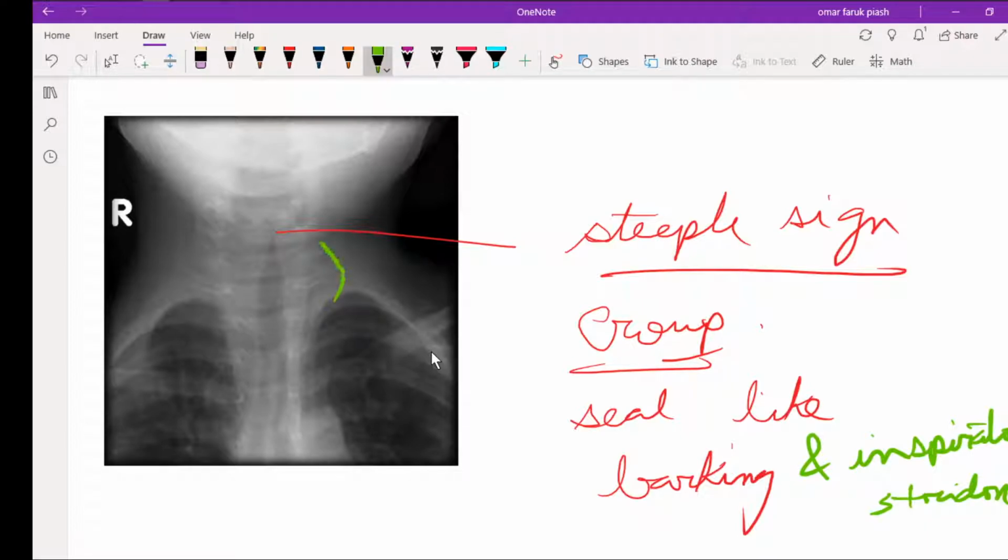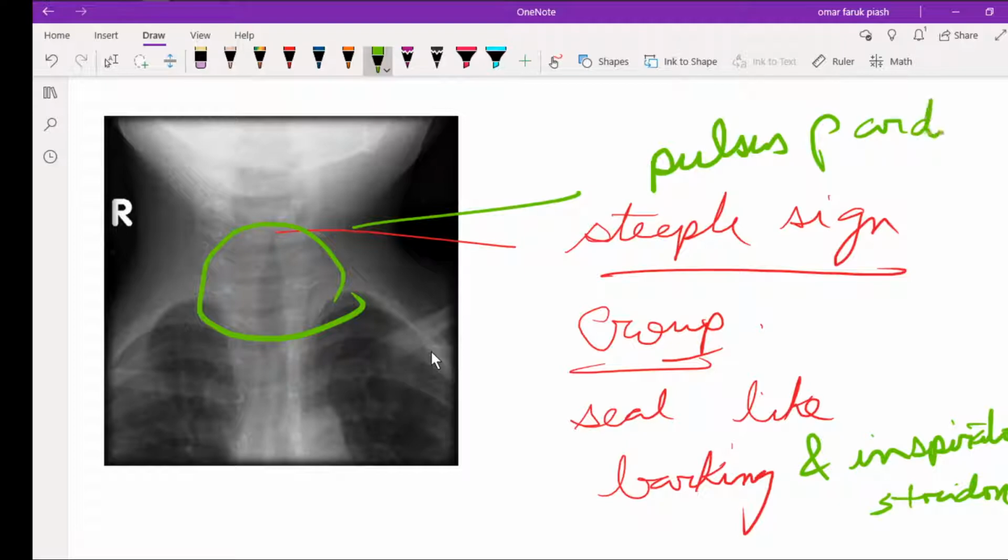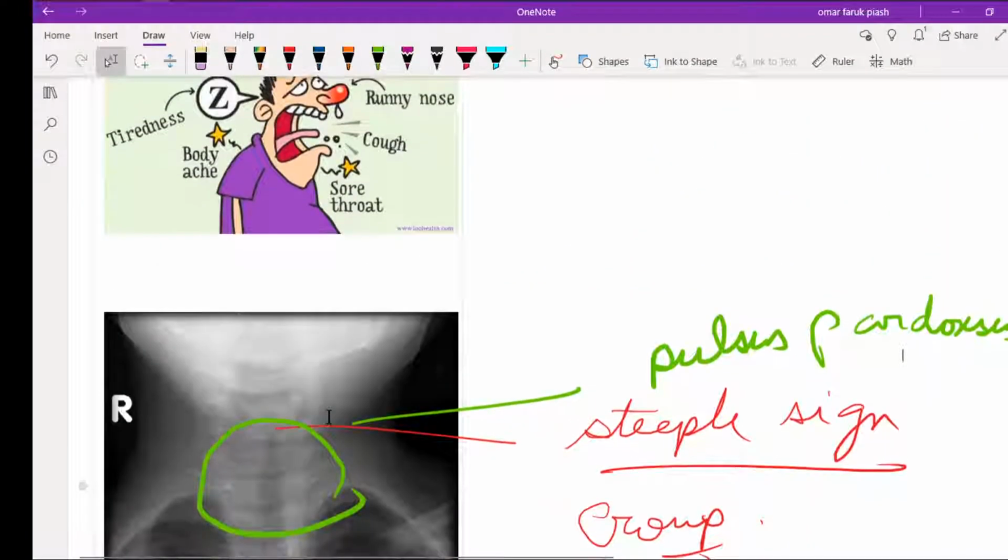There is narrowing of the upper trachea and subglottis, which leads to the characteristic steeple sign on X-ray, and severe croup can lead to pulsus paradoxus secondary to upper airway obstruction. So this is all about the parainfluenza virus.